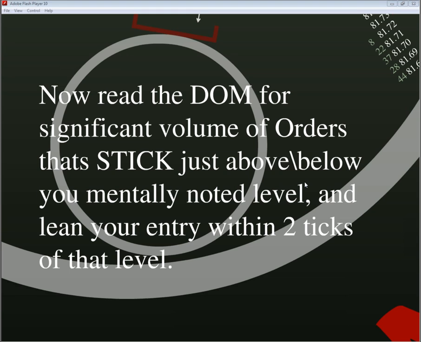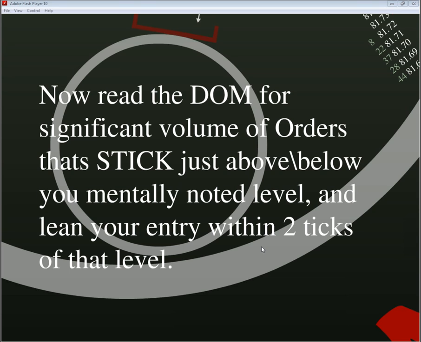So now basically, this is one way. If you're looking for reversals, one of the best things to do is look for that spoof or sticking orders just above or below your mentally noted level, and lean on the entry. Usually looking to get two ticks within that level. I don't really want to get into a level of resting bids and offers, maybe short, 5-6 ticks away from it. I want to get in 2 to 3 ticks.